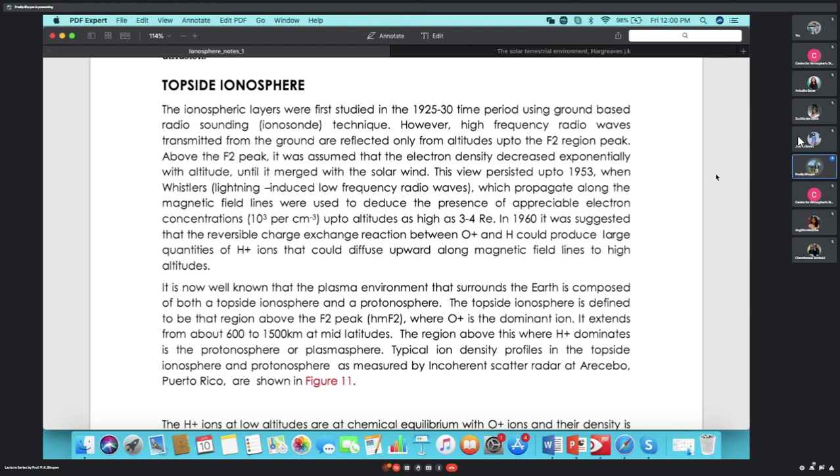Otherwise, it could have been a simple ionosphere. But it is not like that. Like your atmosphere, which is also not uniform, the polar atmosphere is different from your equatorial atmosphere. Similarly, the high latitude ionosphere is different from the low latitude ionosphere.